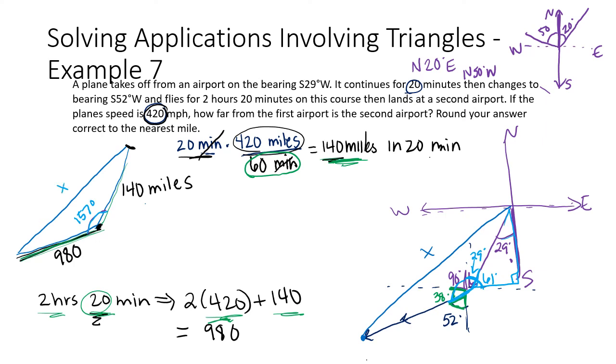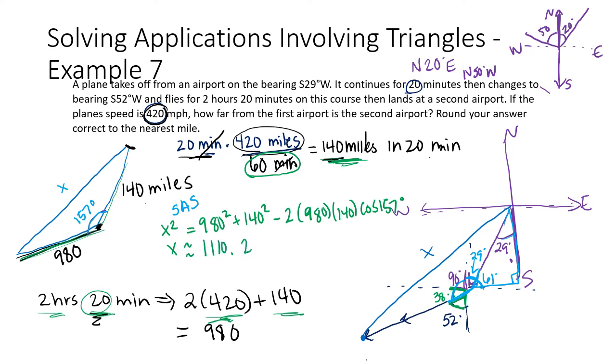And this is what I'm solving for, that length. Once I have that, now I've got a side-angle-side triangle, which tells me I can use the law of cosines to figure out that missing side. So setting that up, we've got that side, because that's what I'm solving for, equals the other two sides squared, added together, minus 2 times each of those sides, times the cosine of that angle, which ends up giving me about 1,110.22 miles. And that's it.